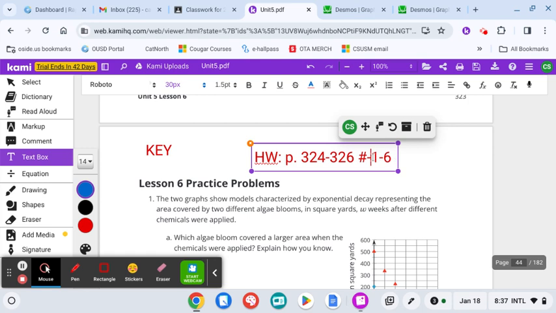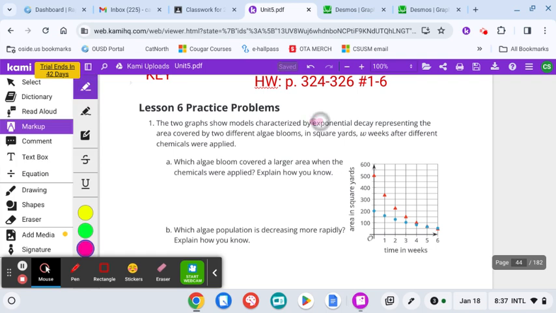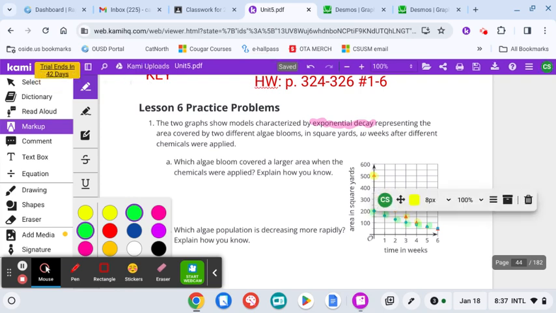Okay, so the first one says the two graphs show models characterized by exponential decay. Remember that if it says exponential decay, it means that it's going down by the same rate of decrease, the same common factor, the same depreciation rate. And notice we've got two different functions. We've got a red that starts here, or call it the triangles, and then we've got a circles that starts here and goes down. So one is the triangles, one is the circles, one is the red, one is the blue, one is the one that starts higher, however you want to say it.